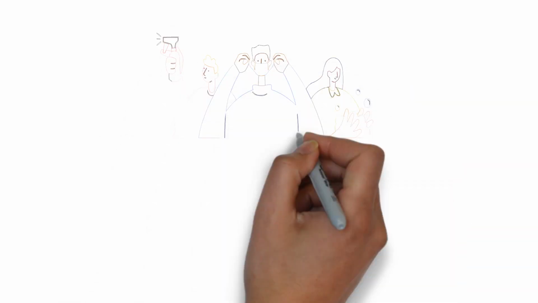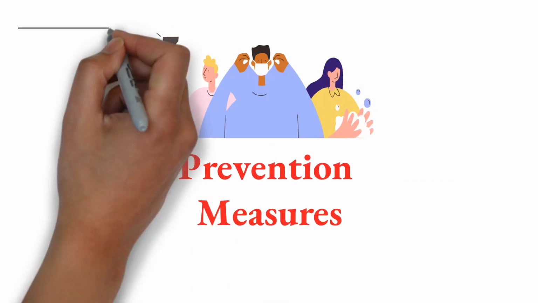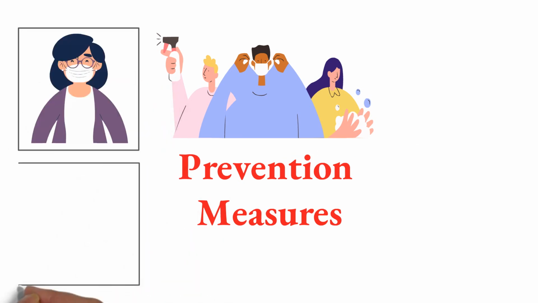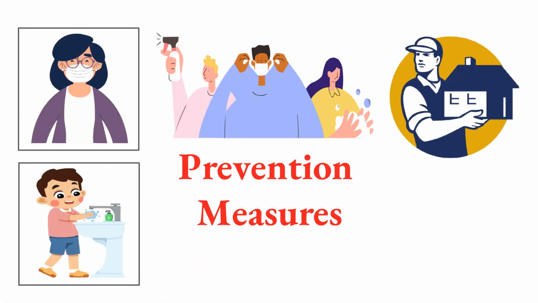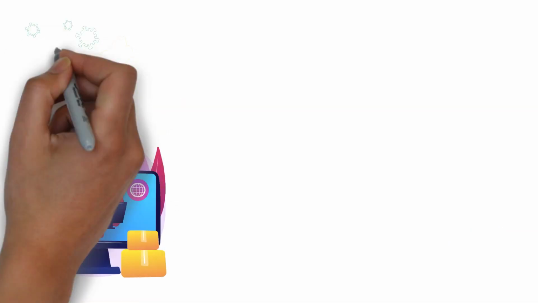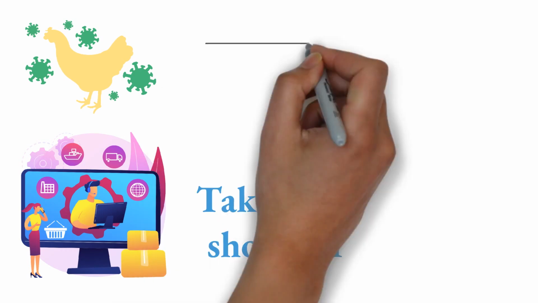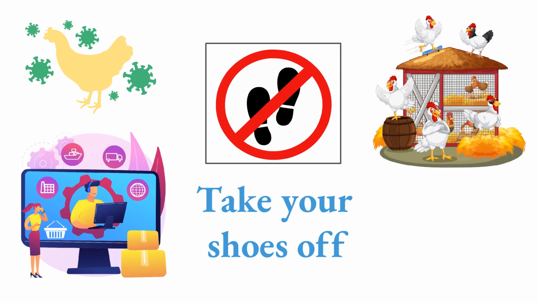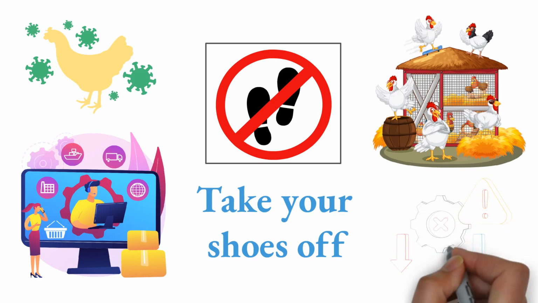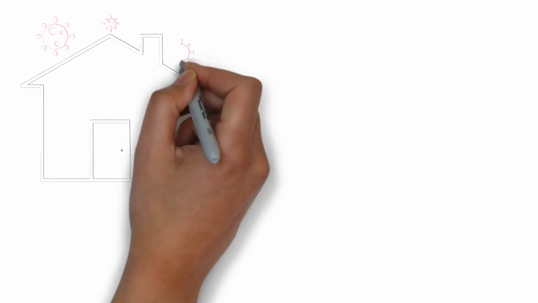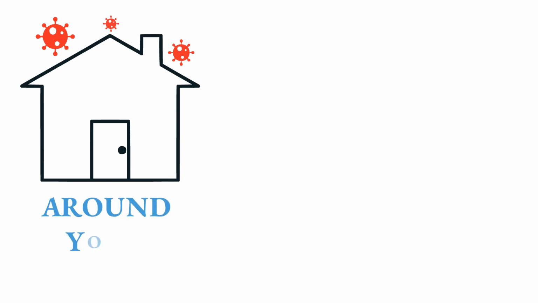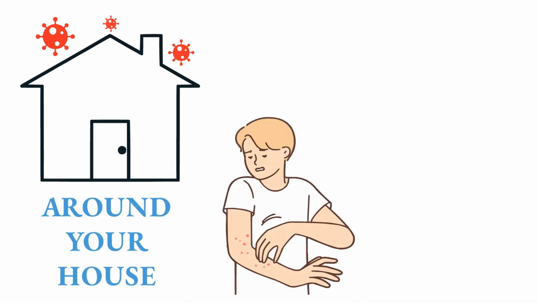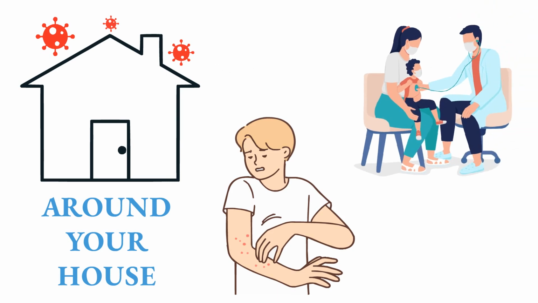Prevention measures required to reduce risk of bird flu in humans: Wear protective clothing and wash your hands frequently when handling birds, wild animals, and livestock. Don't work with animals that have been exposed to avian influenza. Take your shoes off before entering your home after being in areas where birds like waterfowl or chickens live. This reduces the risk of spreading bird droppings or anything else that could be contaminated with the virus around your house.